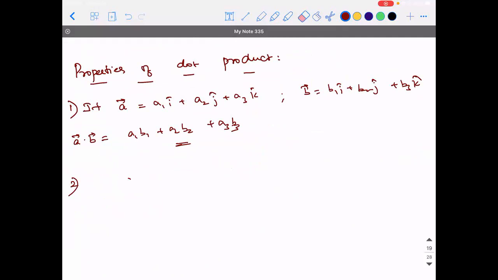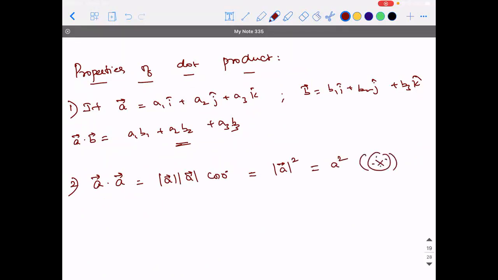I'll write it like this. A vector dot A vector is equal to magnitude of A vector into magnitude of A vector into cos 0 degrees, which is nothing but magnitude of A vector square or A square. Okay, this is also an important thing. So wherever you find the square of the magnitude of a vector, the inner meaning of it is nothing but you have done the dot product between the vector and itself.